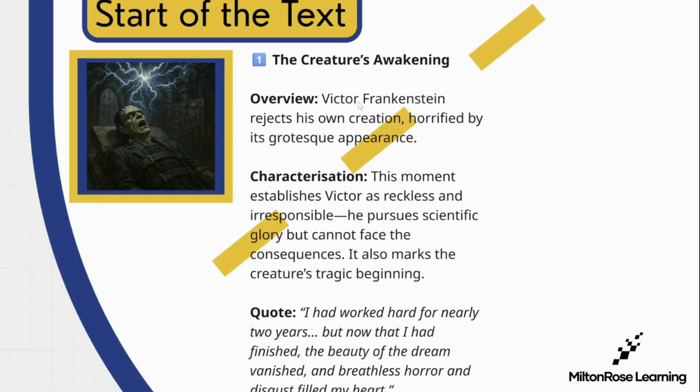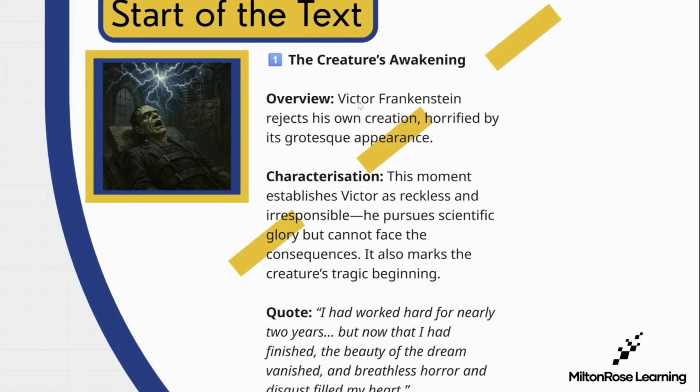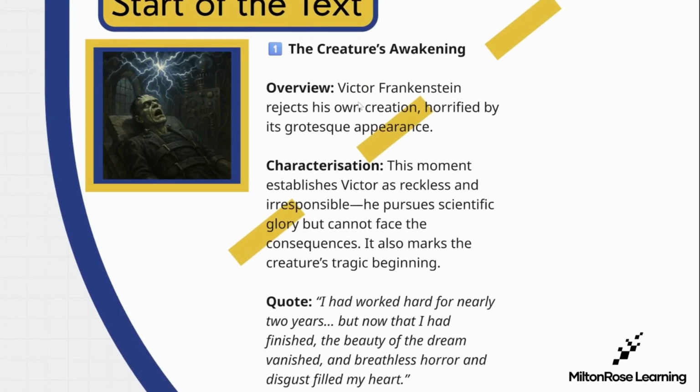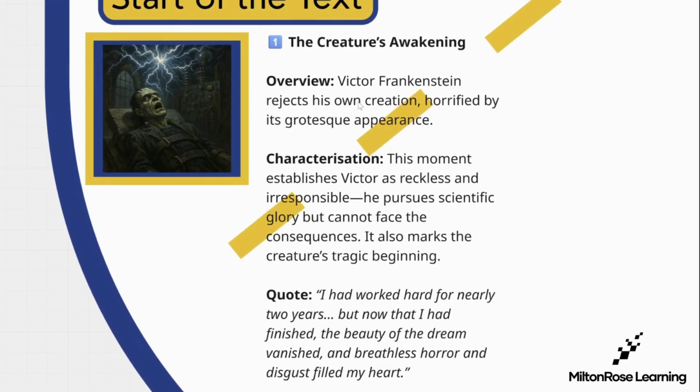The Creature's Awakening, then. So the overview is Victor Frankenstein rejects his own creation and he's horrified by its grotesque appearance, isn't he? So the characterization at the start, this moment establishes Victor as reckless and irresponsible. He pursues scientific glory, but he can't face the consequences. So it marks the creature's tragic beginning.